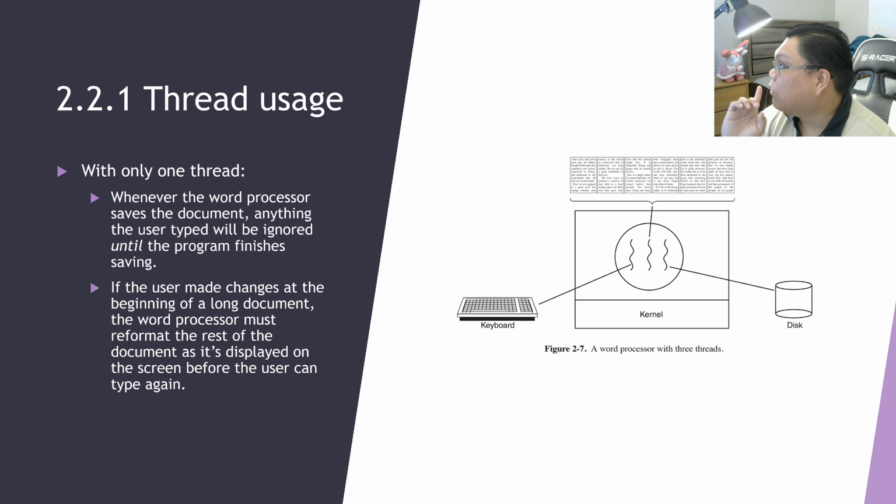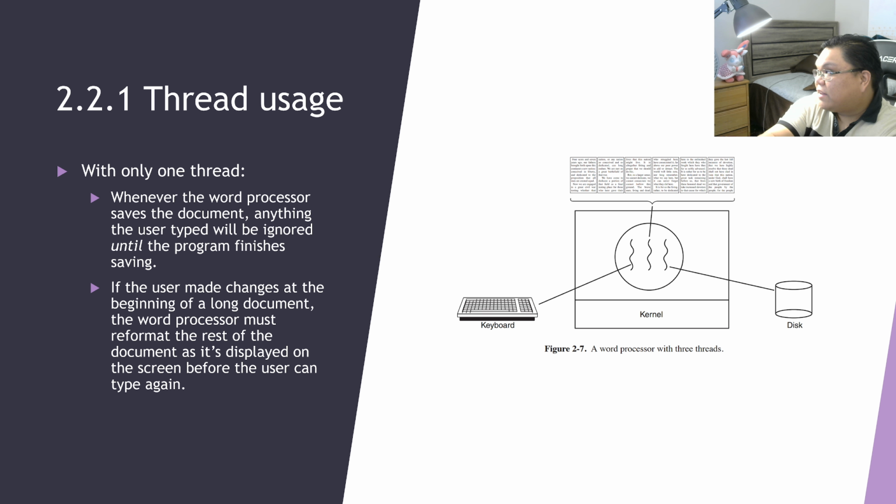Consider what happens when you only have one thread. Whenever the word processor saves the document, anything that the user tries to type will be ignored until the program finishes saving your document. If the user makes changes to the beginning of a long document, the word processor must reformat all successive pages as it's displayed on the screen, before the user can type in anything.